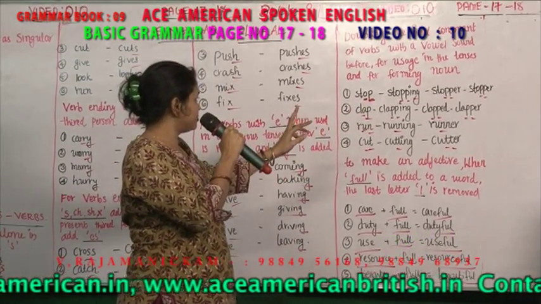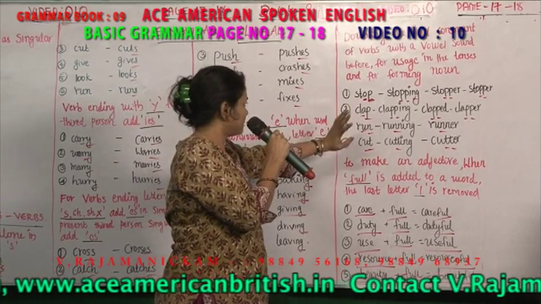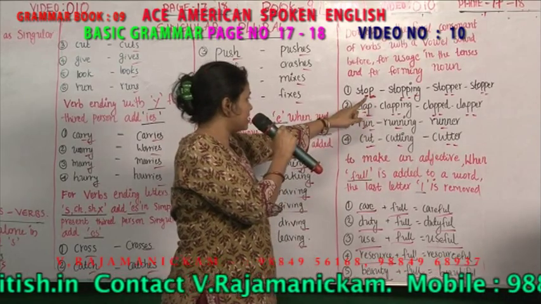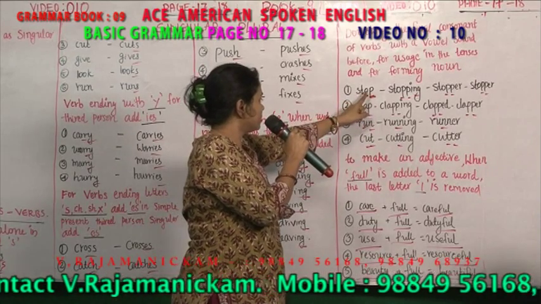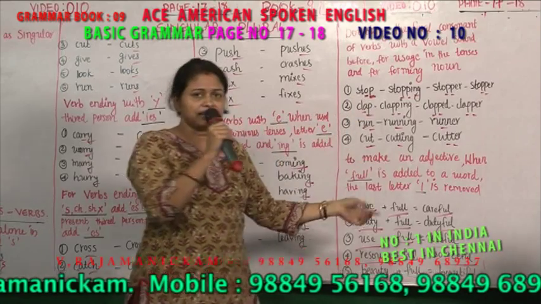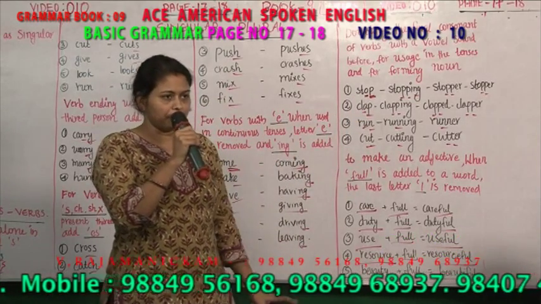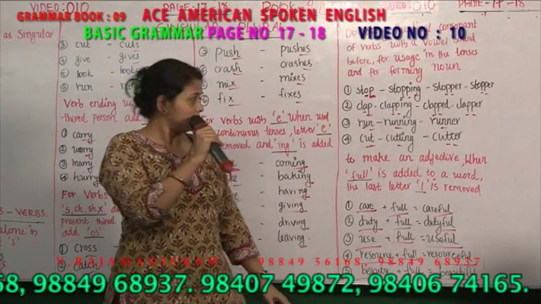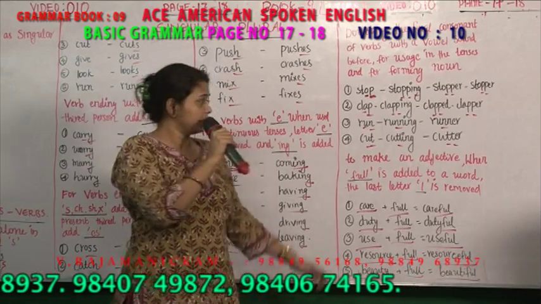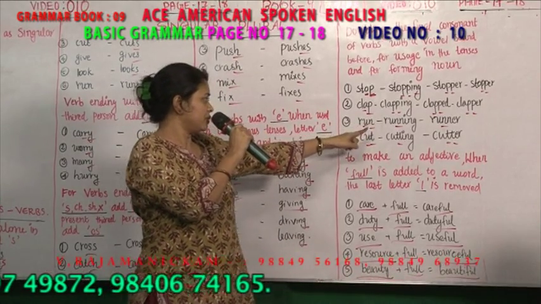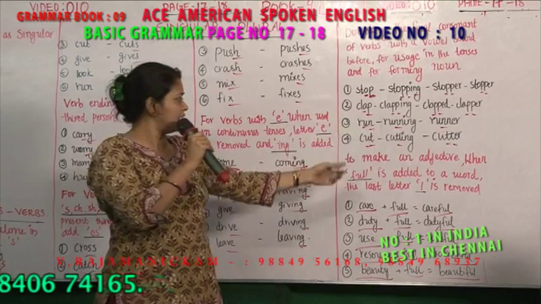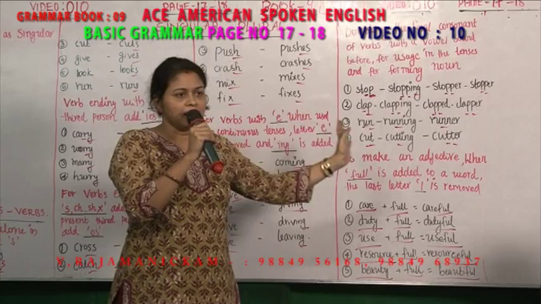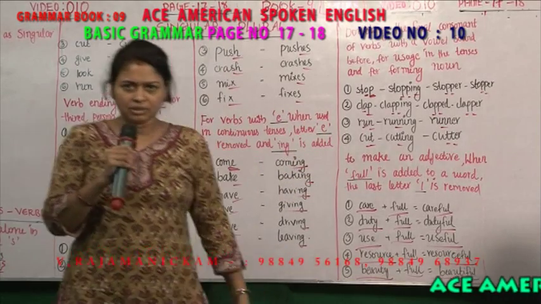If we add a suffix with a vowel sound, and before the last letter there is a vowel, then two consonants will come, like stop, stopping, and stopper. Then run, running, because before the consonant n, the vowel u is there. After that, the two n's come and the suffix ing is added.